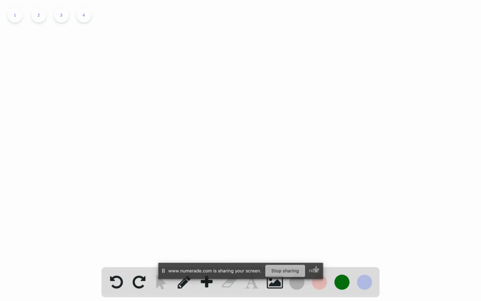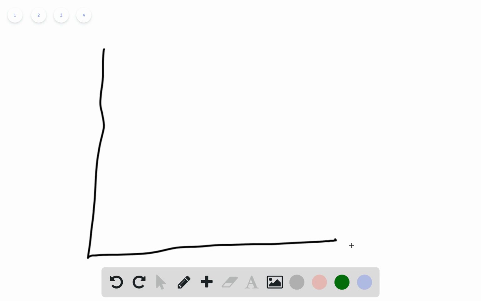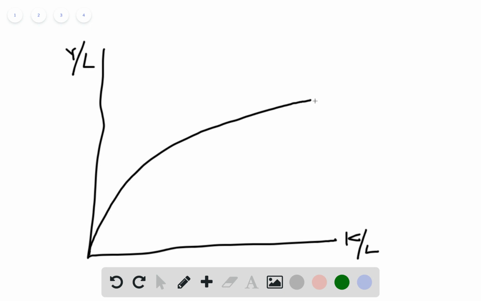Okay, so for this question, let's first draw a graph for the production curve. Here we have capital per hour worked, and here we have real GDP per hour worked. In general, what we can see for a production function is a curve like this. It shows diminishing returns to capital.